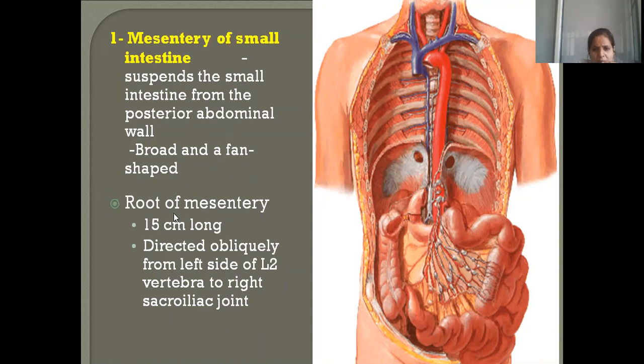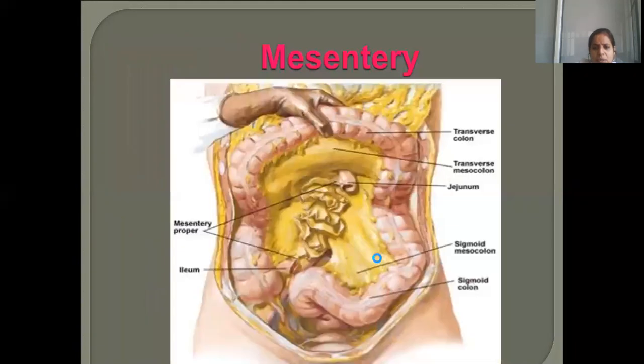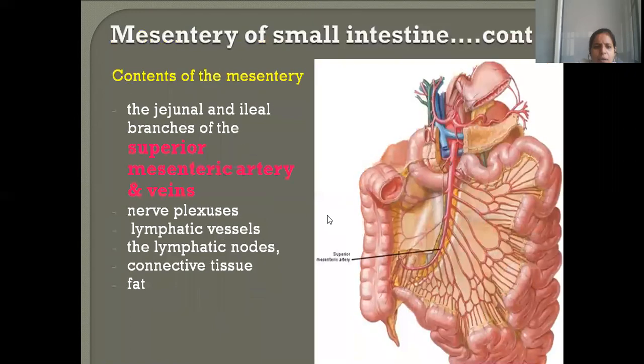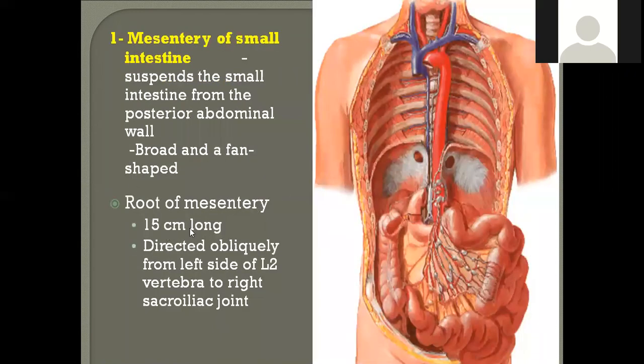Root of the mesentery, the one which I told you is attached to the posterior abdominal wall. I've shown you in my previous picture. What is the length of this? 15 centimeters. Are you understanding? Root of mesentery is measuring 15 centimeters and it is directed obliquely downwards from the left side of L2. That means duodenojejunal flexure, roughly this point. From here it is extending up to the sacroiliac joint like this. That is the root of mesentery.